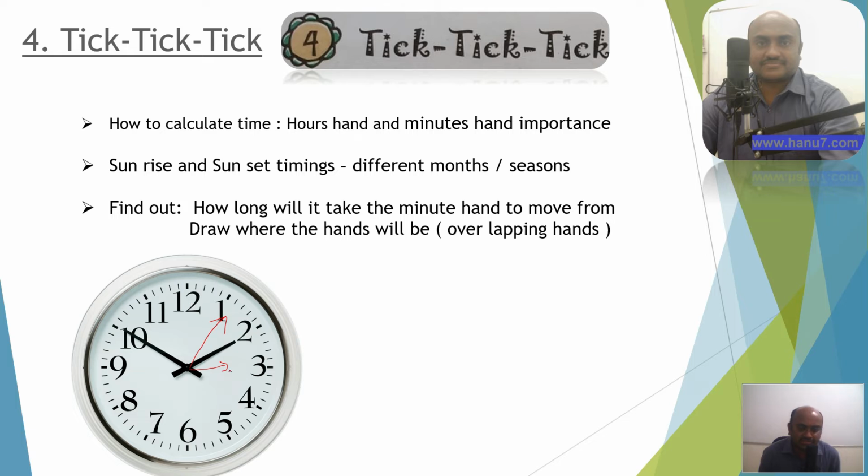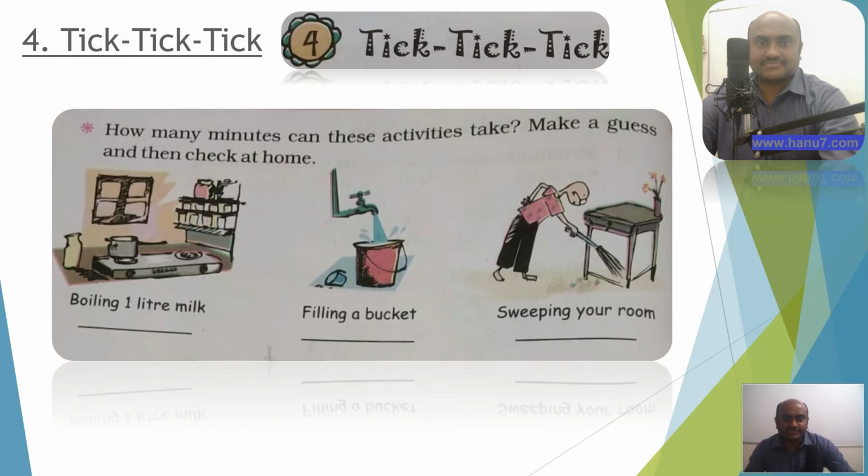So what happens to this hours hand? The hours hand will be moving towards 4. Whenever the minutes hand is moving, similarly the hours hand is also moving, but it is moving slowly. So this is the summary of the last class, a quick recap of what we learned in the last class.